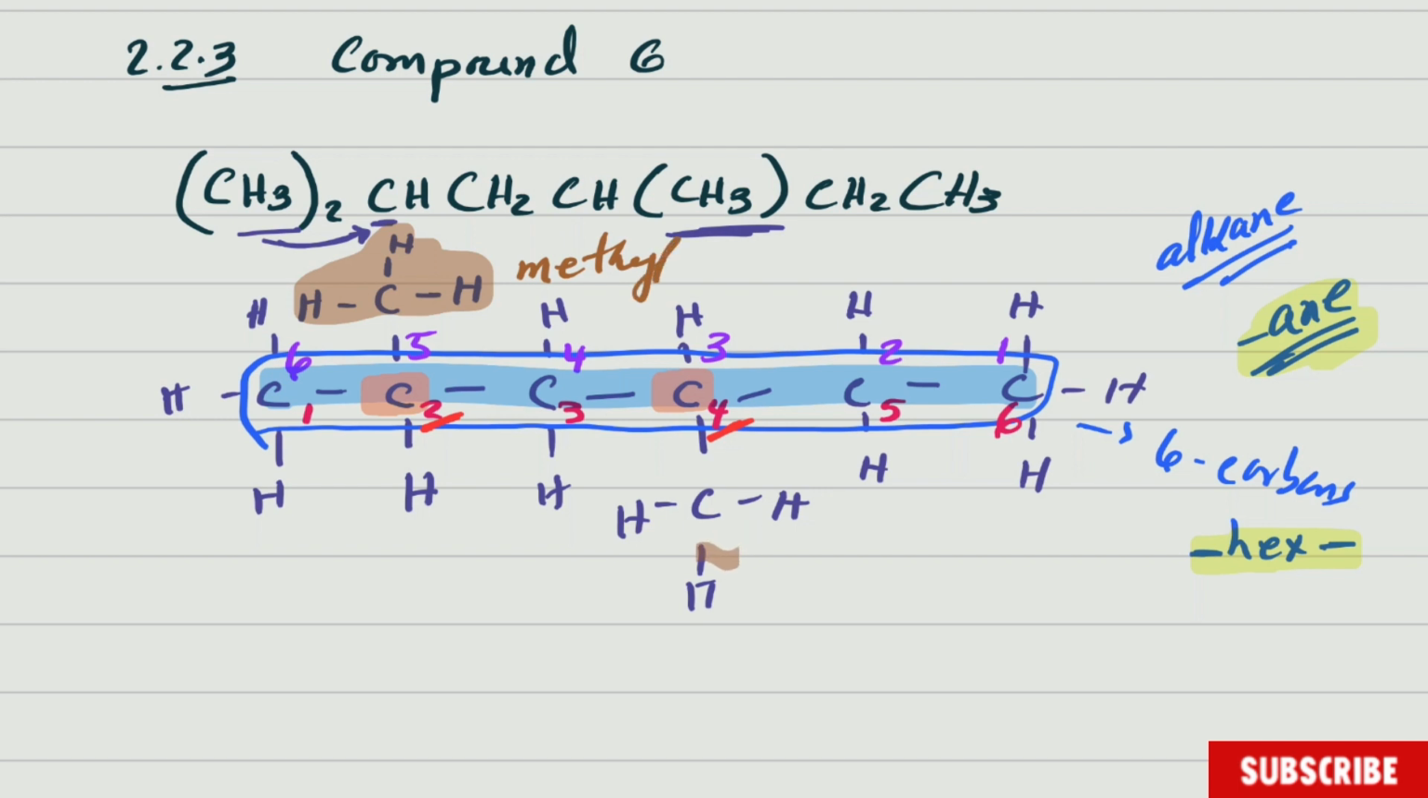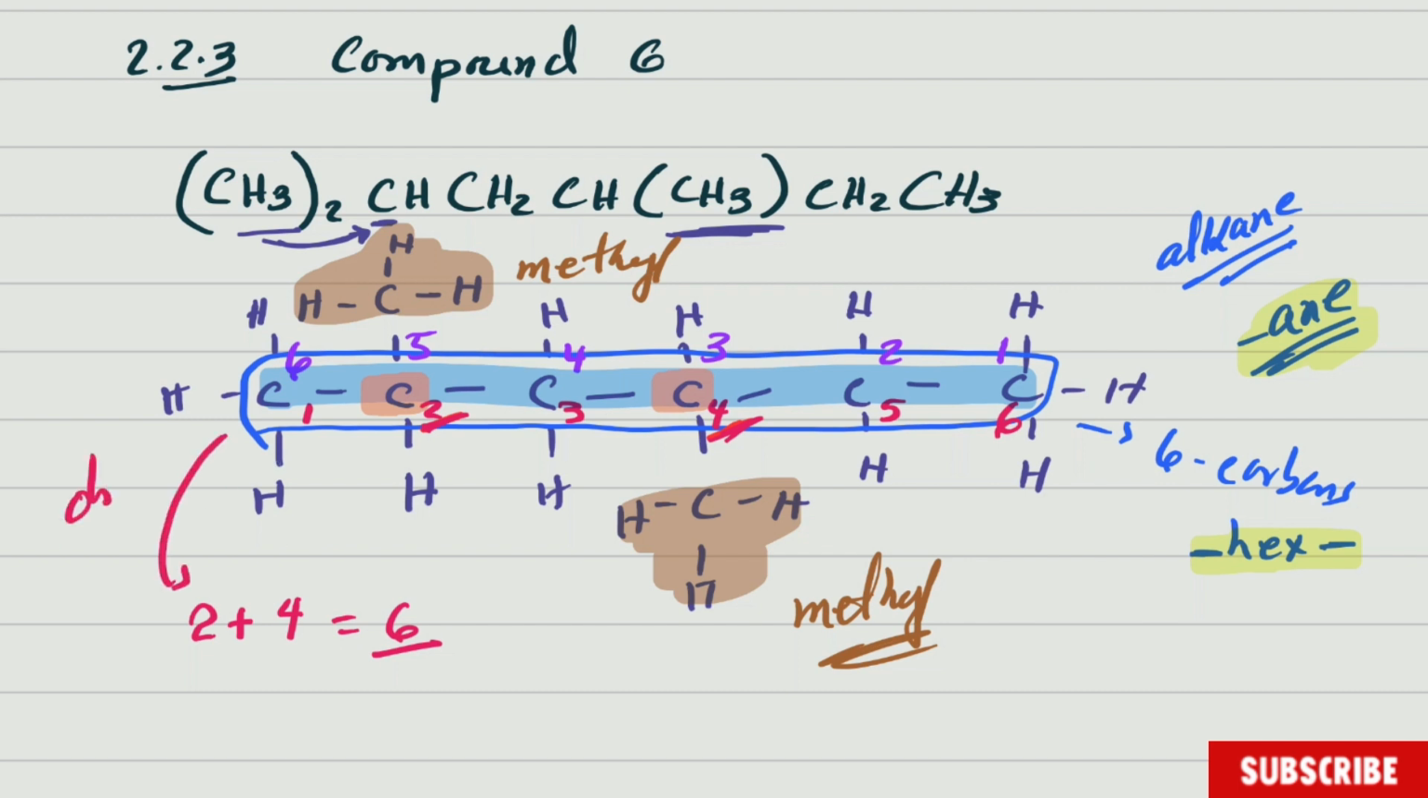And here we have another substituent. That one is another methyl. So I'm going to add the carbons in which the substituents are allocated. So in this case it's 2. So I'm going to say 2 plus the second substituent is in 4, is equal to 6. Okay, that is for the red one, option 1.